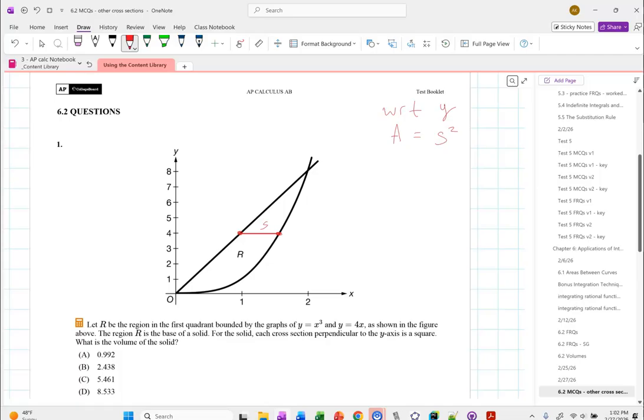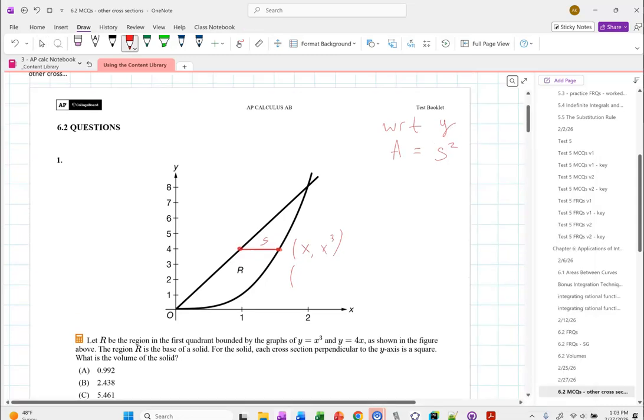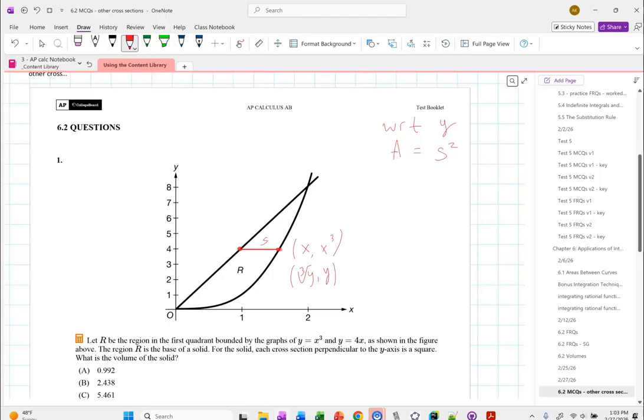All right, so I need an expression for S in terms of y, right? So this point is on, well, is it on y equals x cubed or y equals 4x? X cubed, how can I tell? It's the curved one, right? Okay, so this is like x comma x cubed, but we need to look at the change in x coordinates, so we need to rewrite this as a function of y, right? What will this be in terms of y's? Cube root y, comma y. Everybody's okay?